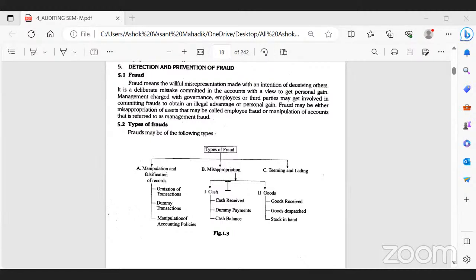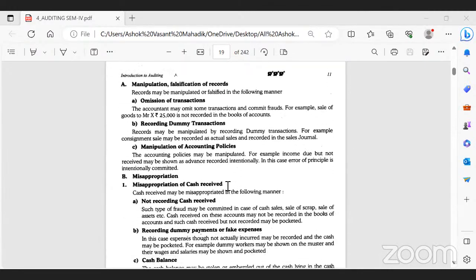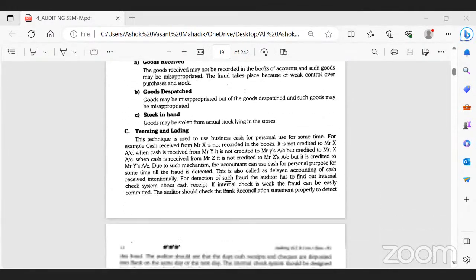And he'll use the money paid by Mr. C. But on the last day of the year, he'll deposit the money in the account of Mr. C, so that all accounts show proper balance. This is called teaming and lading. This I already explained.